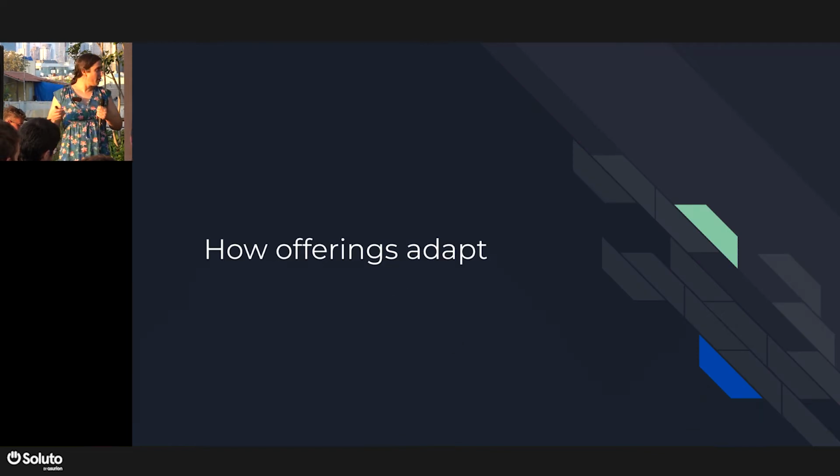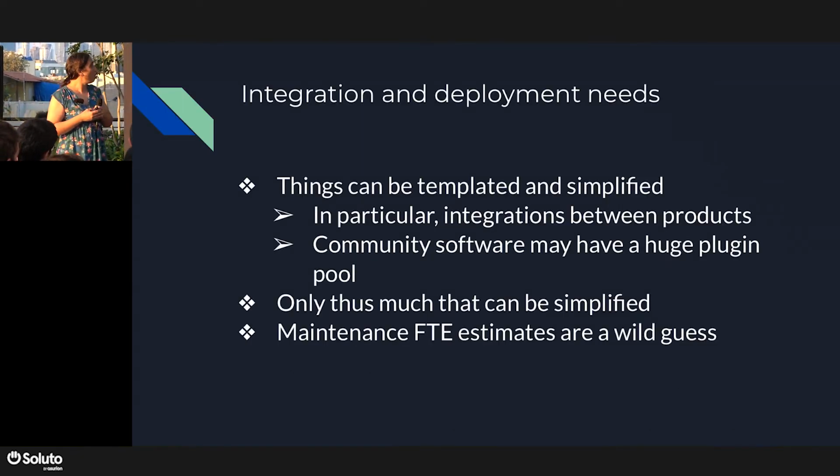Okay, so those things are going to impact our angle as a customer. So how do offerings seem to adapt or customize themselves to this situation? One of the key differentiators is that, as this is a very complex task, especially proprietary products try to template and simplify things for you. In particular, things like integrations.